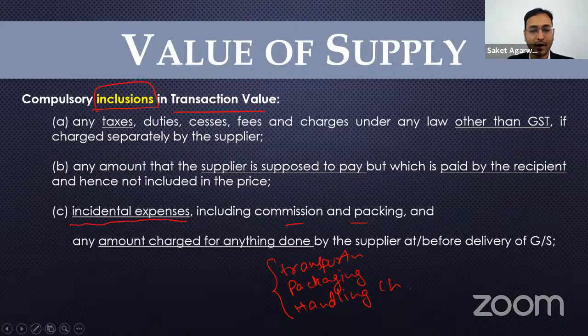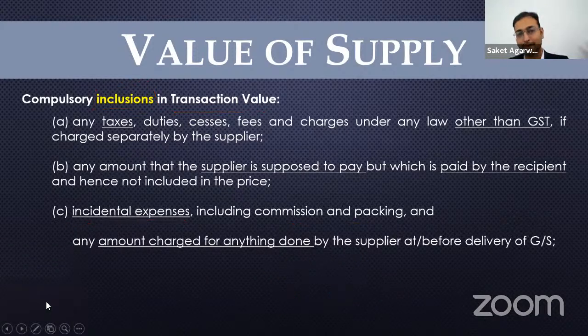GST has to be applied on these amounts also. So going back to our first example, where 60,000 was there and then delivery charges were there, delivery charges also have to be included before we multiply 18% and find out the amount of GST. Okay, all right. Next one.